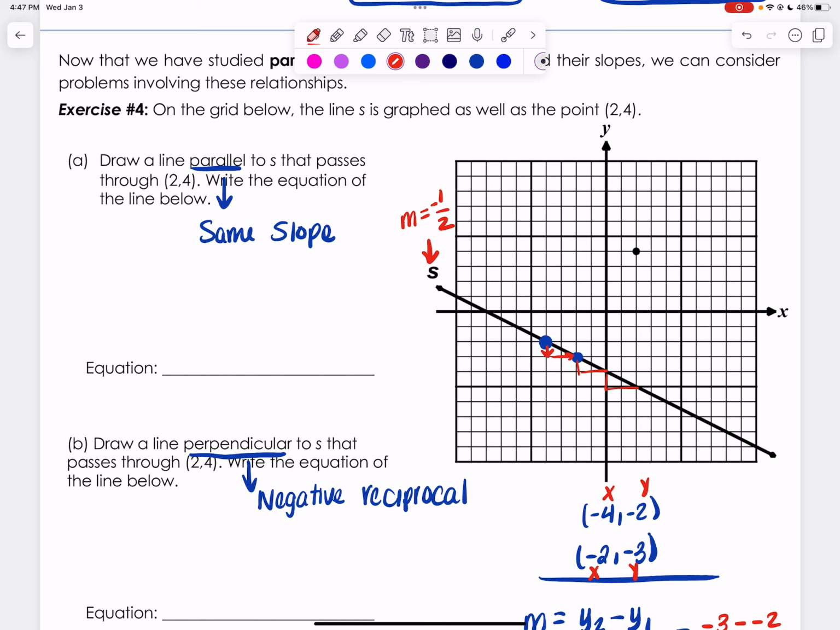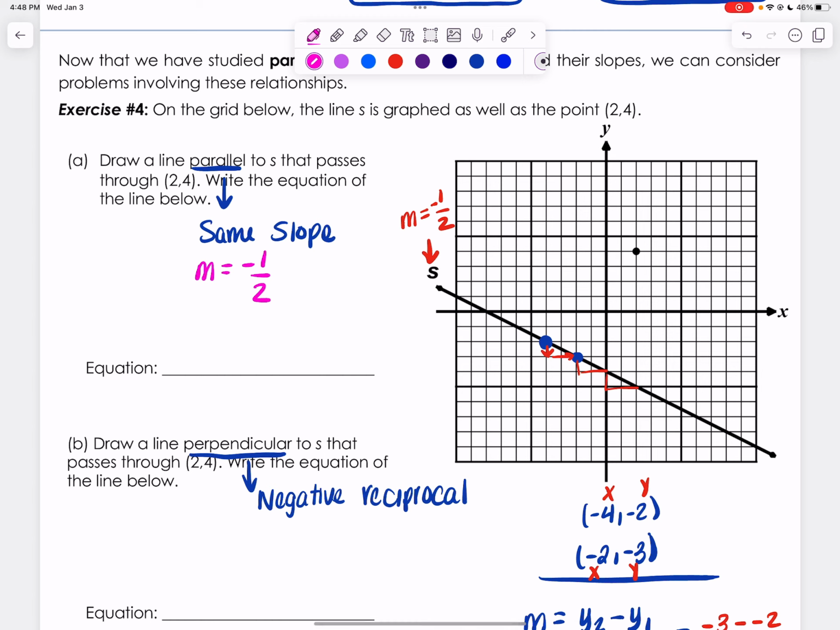So now that we know the slope of line S is negative 1/2, now we can answer the questions. For part A, it says draw a line that's parallel to S. So we want to be parallel to this line, and we want it to go through the point (2, 4). If we know our slope is negative 1/2 for S, and we want to draw a line that's parallel, then we also need a slope of negative 1/2, because parallel lines have the same slope.